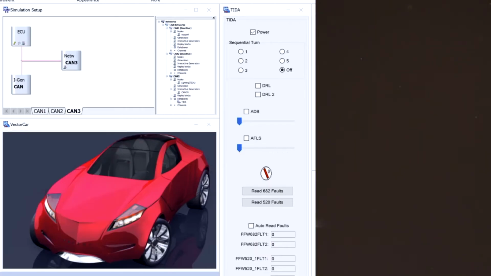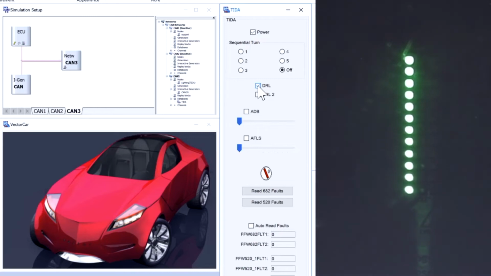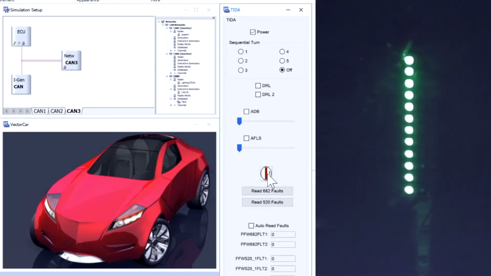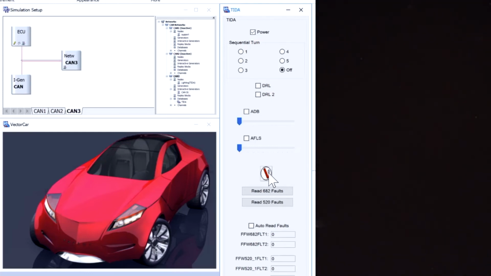Now we will demonstrate multiple headlight functions, starting with the daytime running lights. Here's the first daytime running light being turned on and turned off. Here's the second daytime running light being turned on and off. Next, I will turn on the high beam and the low beam. Low beam, high beam, low beam, then off.